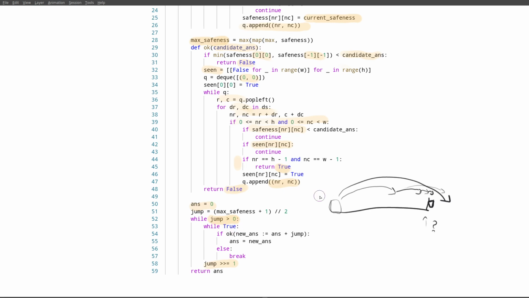So not many, but we can just write while true. Now, if it's possible to make that jump, so answer plus jump, our new answer is okay. This is the function that verifies if it's possible. Then we just say, okay, now we know that it's possible to get that answer. So that's our current answer, and we start jumping from that position. So we started here, now we're here, and we jump forward. And if it's not possible, then we break, because now we want to reduce the jump. And if after the reduction, the jump is now 0, then we know that this is the last possible position where our OK is true.